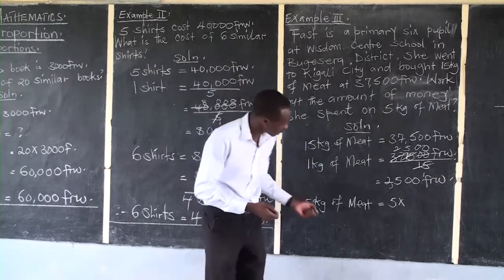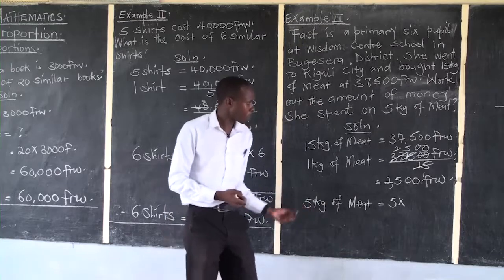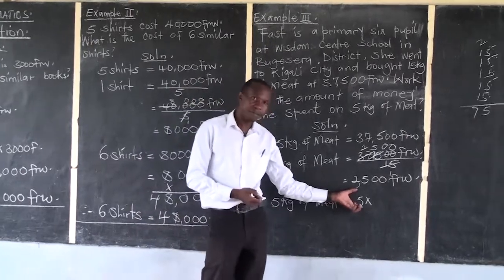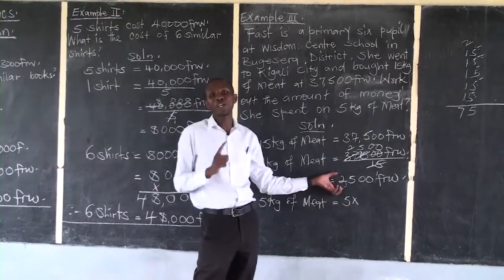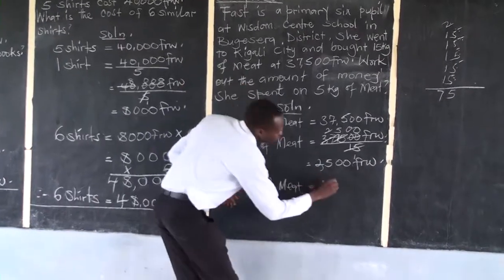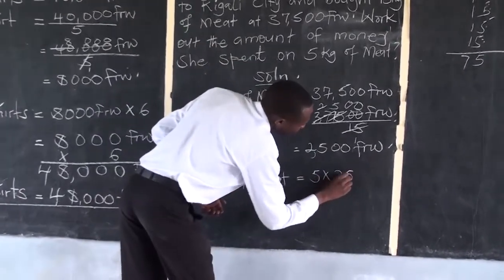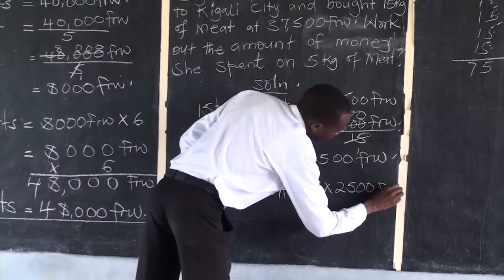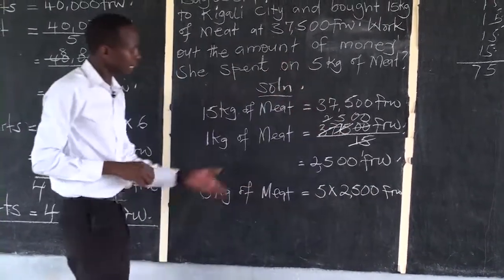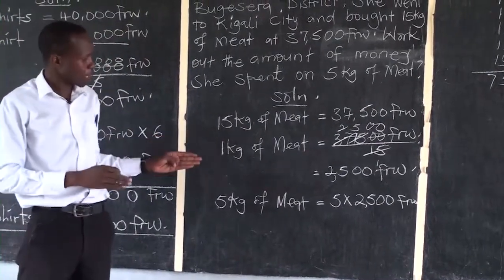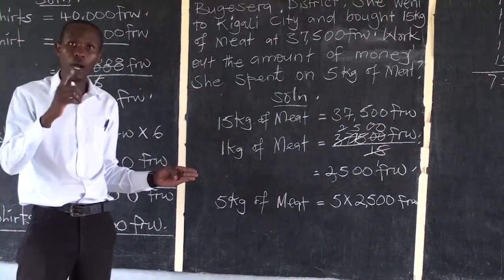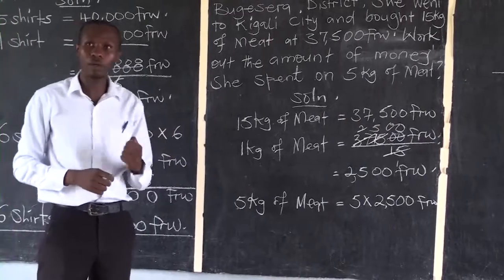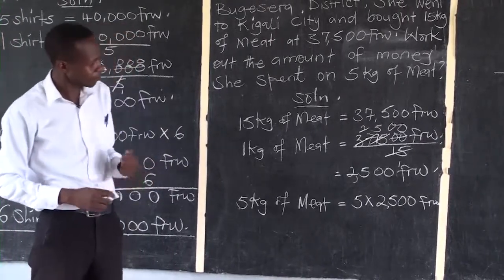So let's continue. 5 kilograms will be equivalent to 5 times the amount for 1 kilo. And 1 kilo is 2,500 francs. That's the amount that we are spending on 5 kilograms. So let's find it out.